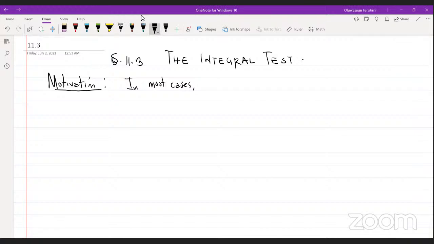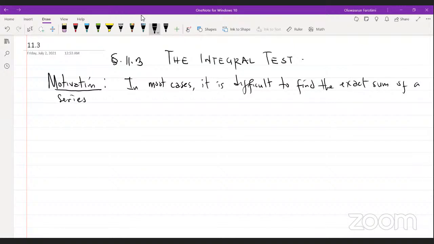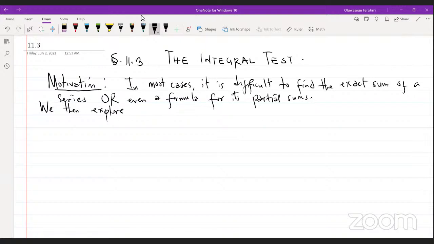Let me write that in words. In most cases, it is difficult to find the exact sum of a series, or even a formula for its partial sums. So now we explore the integral test.